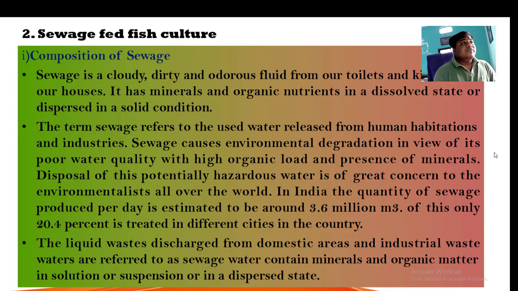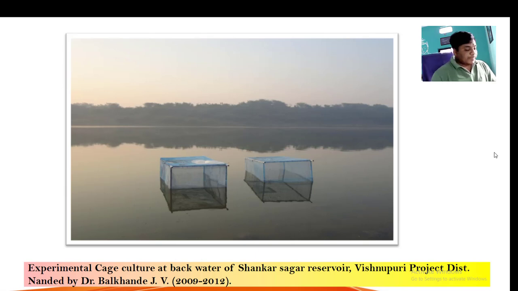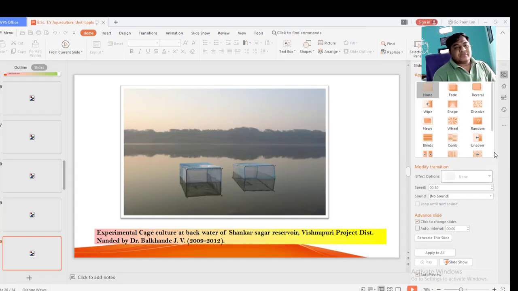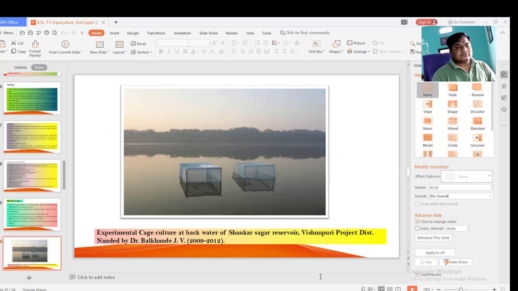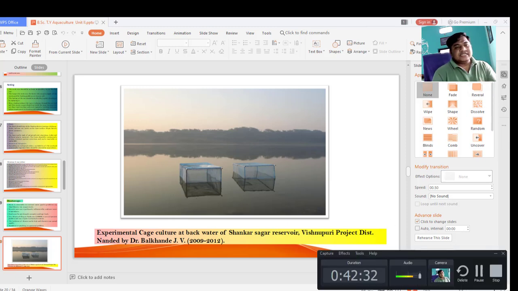Okay, so in this way we have completed the 2 points in this unit, that is pen culture and cage culture. With this we will stop here, and the remaining part of this unit we will discuss in the next lecture.